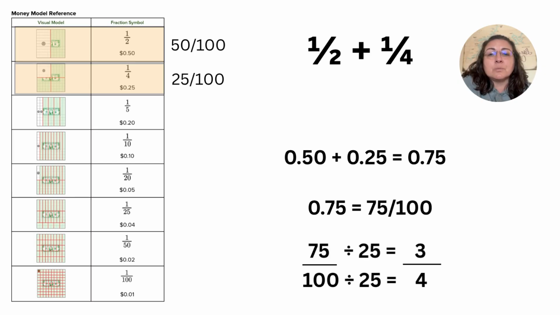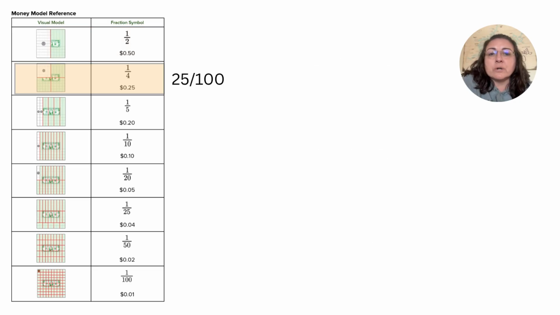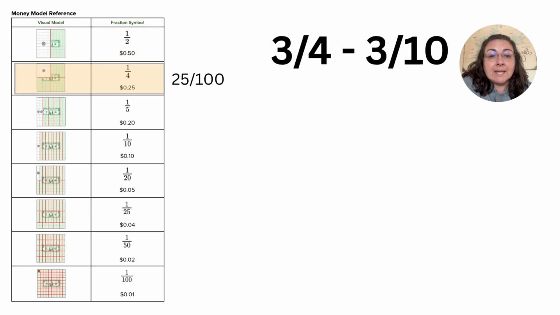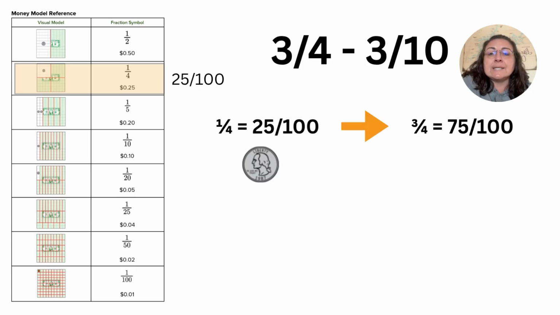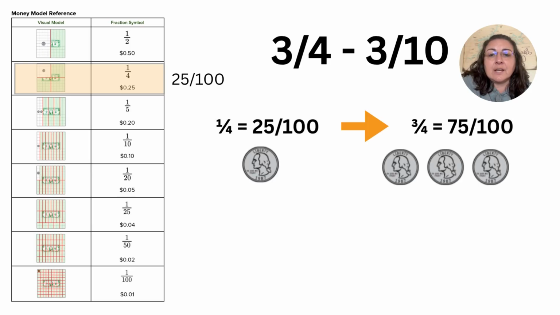Now, let's try a little more complex subtraction problem. See how this money model really helps us. 3/4 minus 3/10. I know that 1/4 of a dollar is 25 hundredths. So 3/4 is 75 hundredths because I have 3/4, not just one.